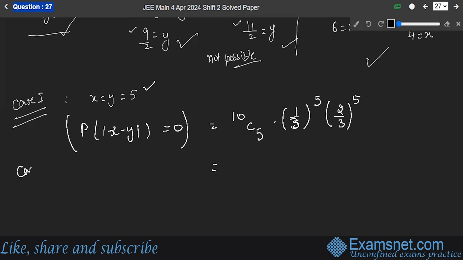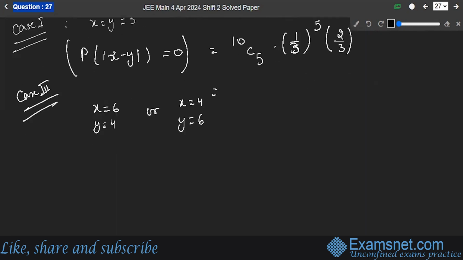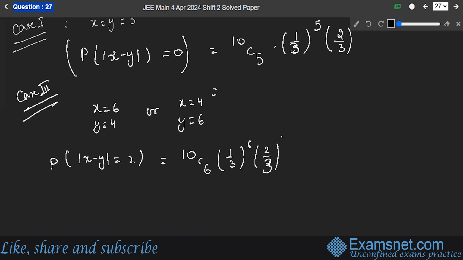Let it be like this. Case 3, because case 2 was not possible. Case 3 was when X is equal to 6, Y is equal to 4, or X is equal to 4, Y is equal to 6. So in these two cases, the probability of mod X minus Y equal to 2 is given by 10C6 into 1 by 3 power 6, into 2 by 3 power 10 minus 6, that is equal to 4, plus 10C4 into 1 by 3 power 4, into 2 by 3 power 10 minus 4, which is equal to 6.